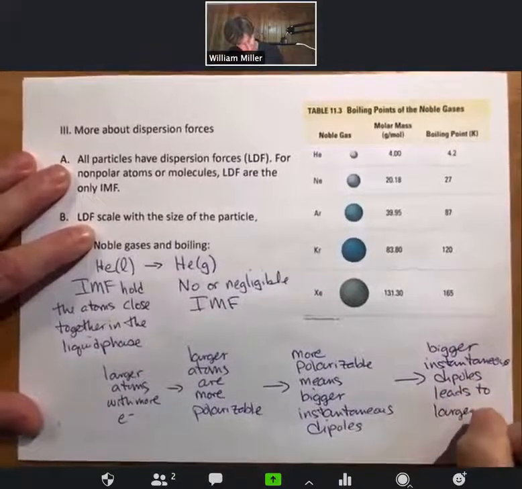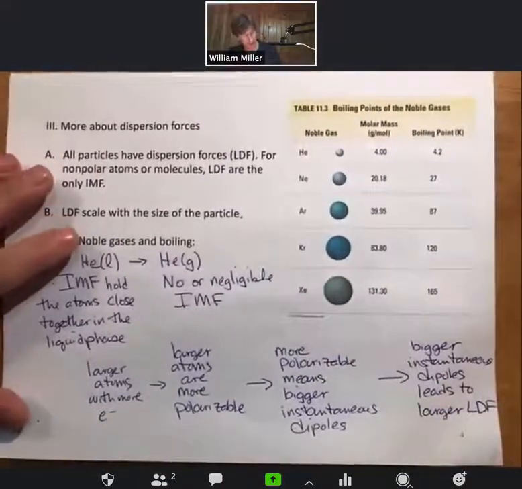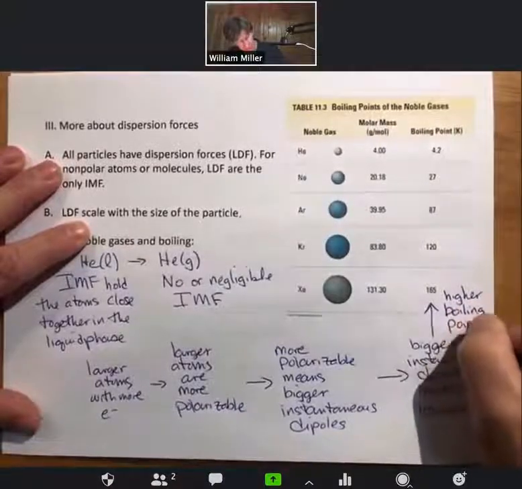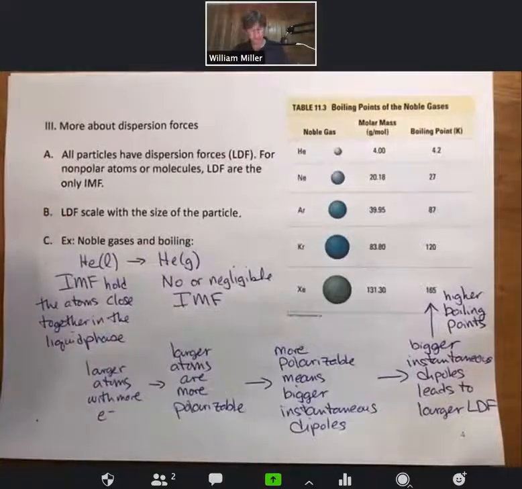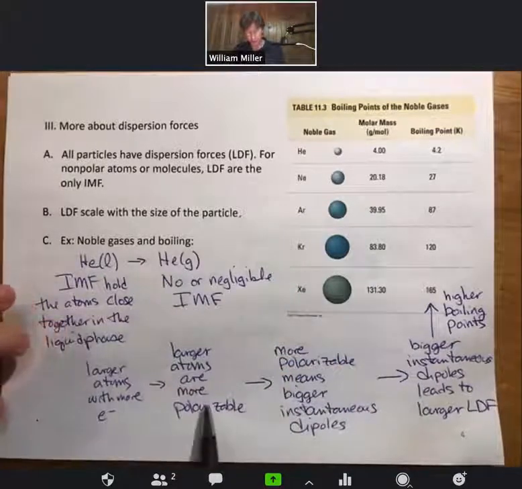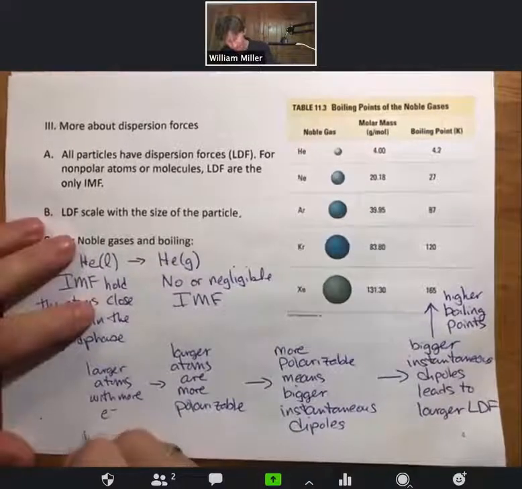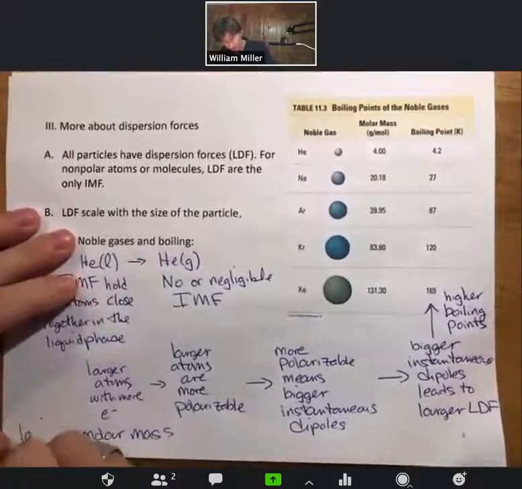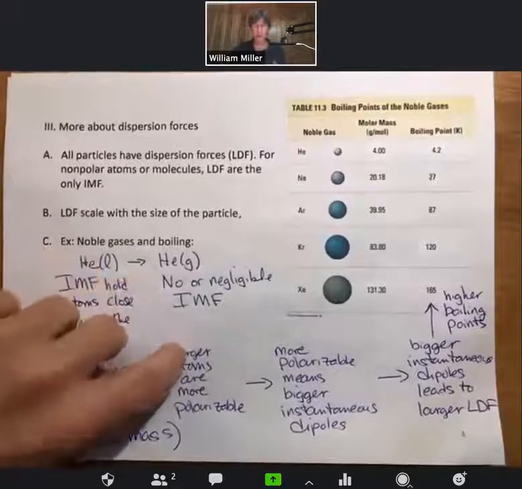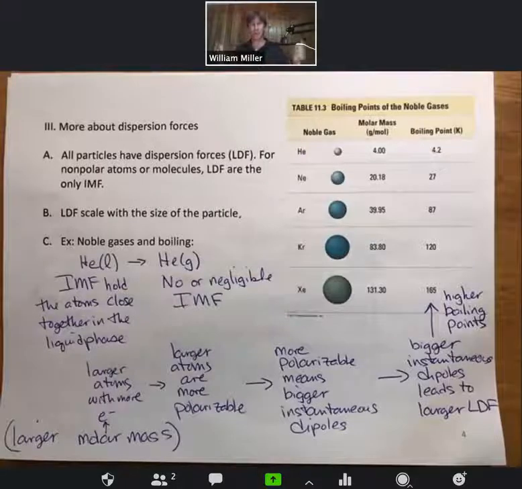To larger LDF, am I still on the page? And that's going to lead to higher boiling points. And those higher boiling points mean that it takes more kinetic energy, higher temperatures, before you can overcome the intermolecular forces in the liquid phase to make them into the gas. Okay, and instead of using larger number of electrons, we're actually going to use typically molar mass. So larger molar mass leads to, because then they will have more electrons, they will be more polarizable, they'll have those electrons sloshing around the nucleus to create bigger instantaneous dipoles and have stronger, larger dispersion forces.